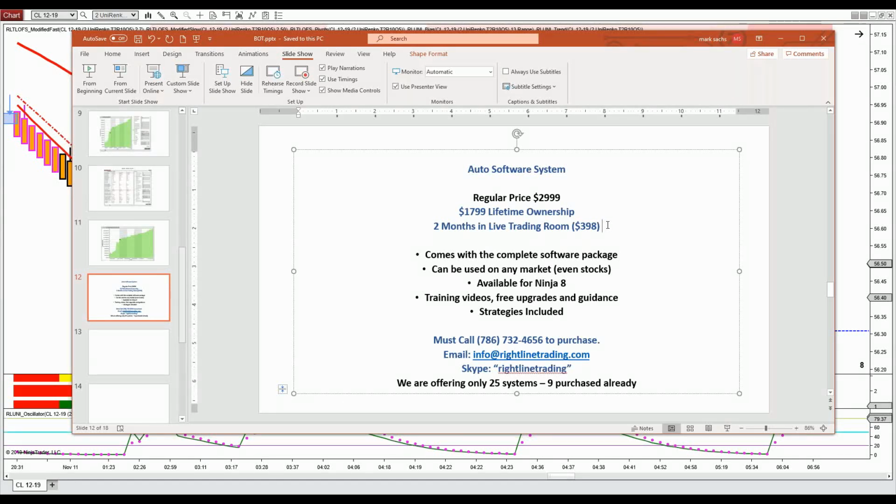And really, if you have faith in the system, the amount of money you make is totally up to you, because you can add contracts. I just keep the number of contracts I trade small so that everyone in the room can keep up with me. We have 175 traders.